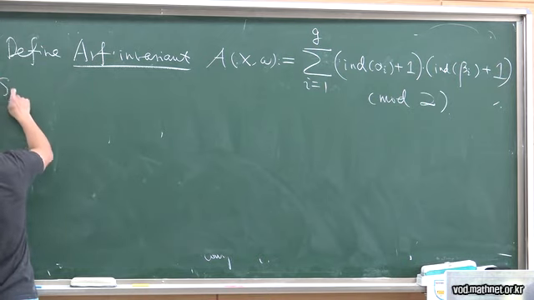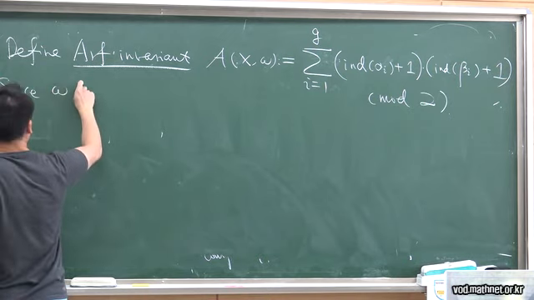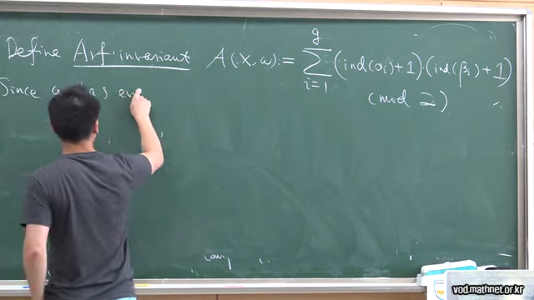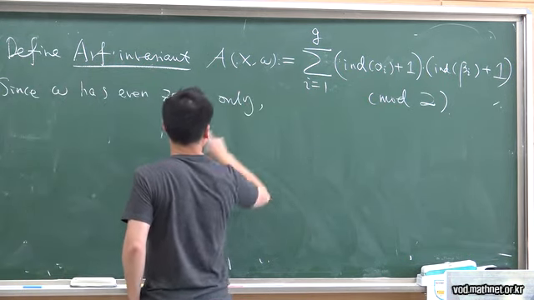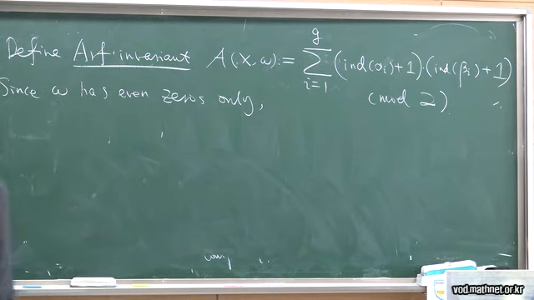So since omega has even zeros only, maybe let me put it this way. I have some closed curve gamma. When I deform gamma by passing a zero of omega, by passing a cone point, it only changes the index of gamma by an even number. So when I consider mod 2, it does not change.